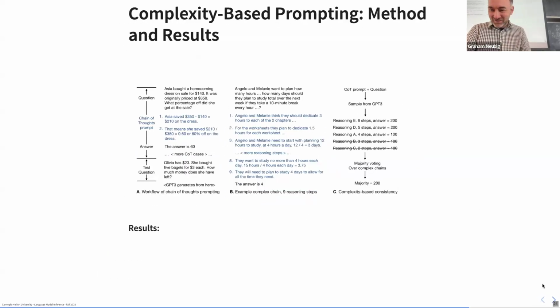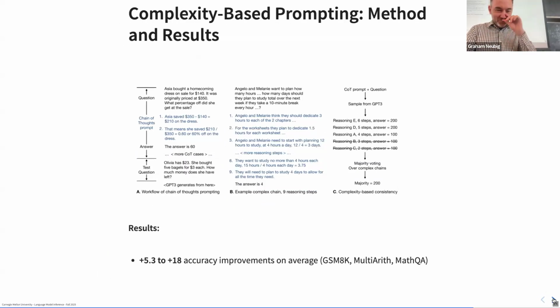Okay. So the results, they saw pretty large accuracy improvements on average. And this was robust under format perturbation and distribution shift.